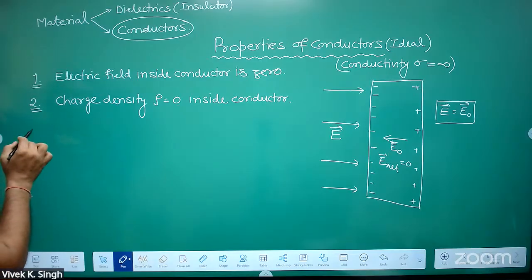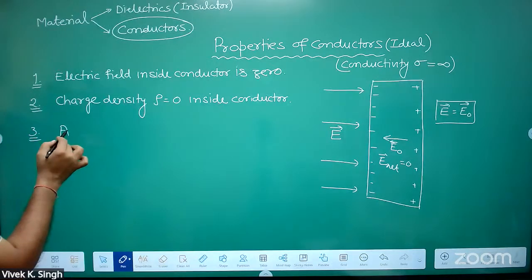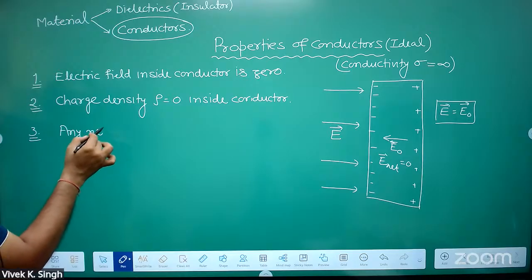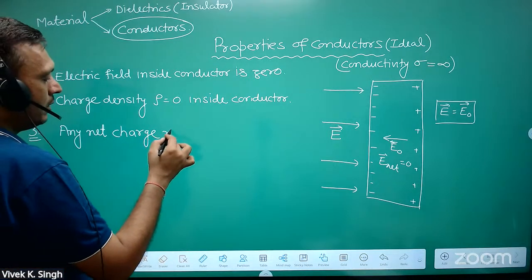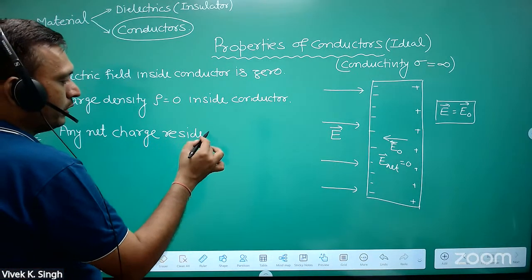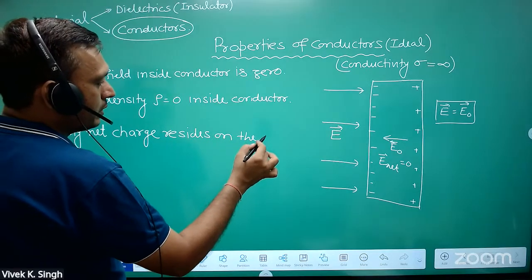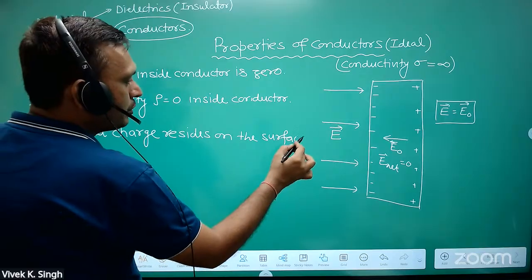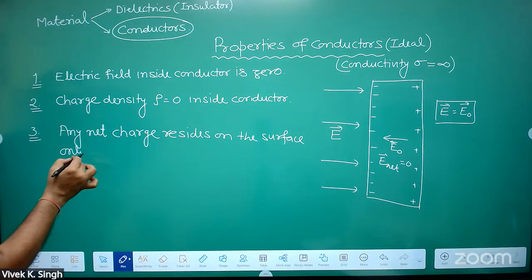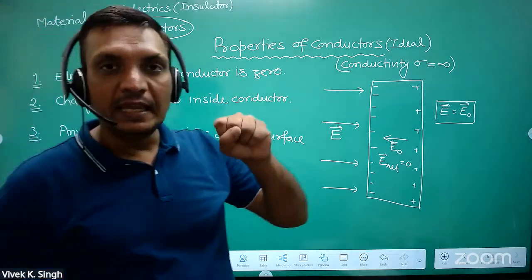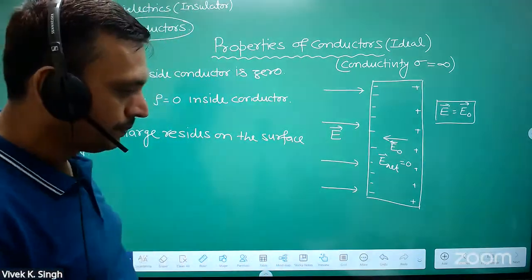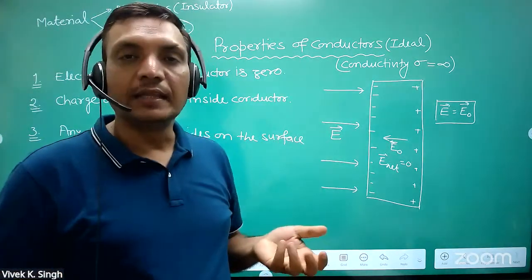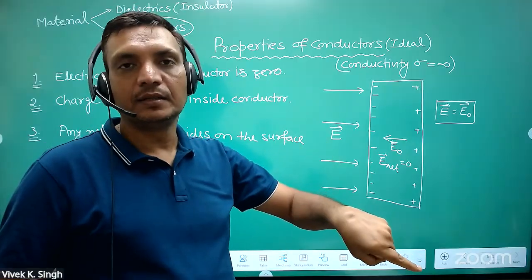Then, any net charge resides on the surface only. If you give any external charge to the conductor, that charge will reside on the surface only, in such a way that the electric field inside the conductor must remain 0.